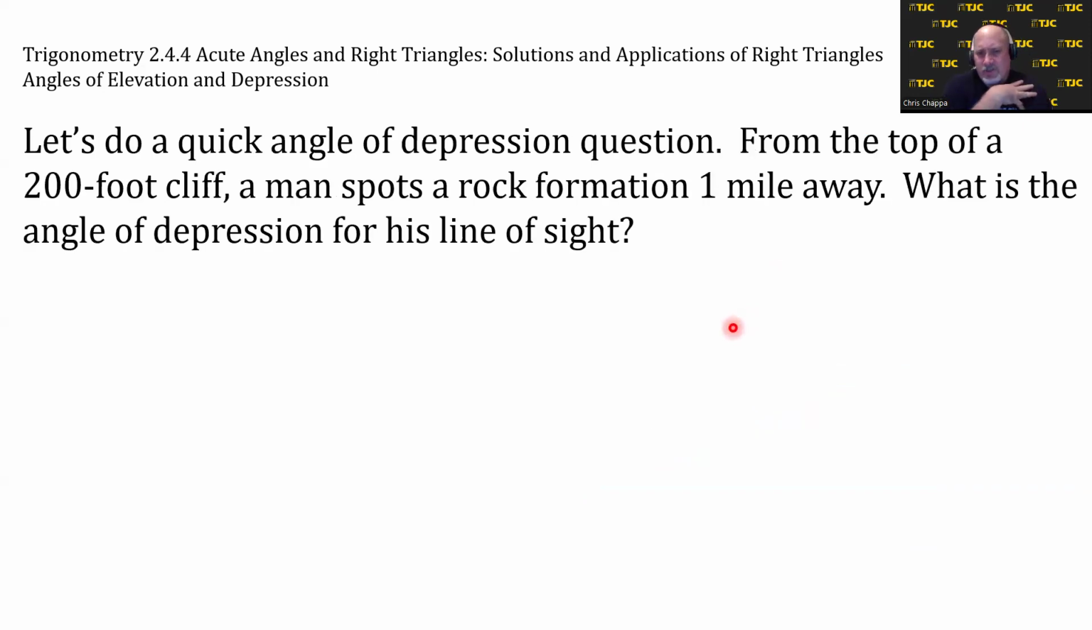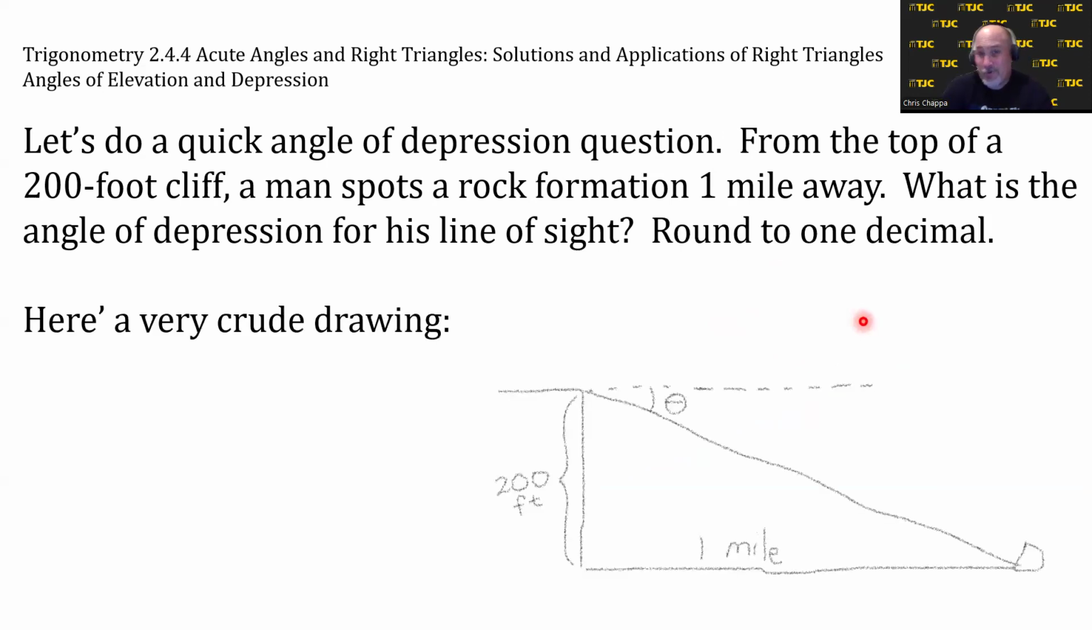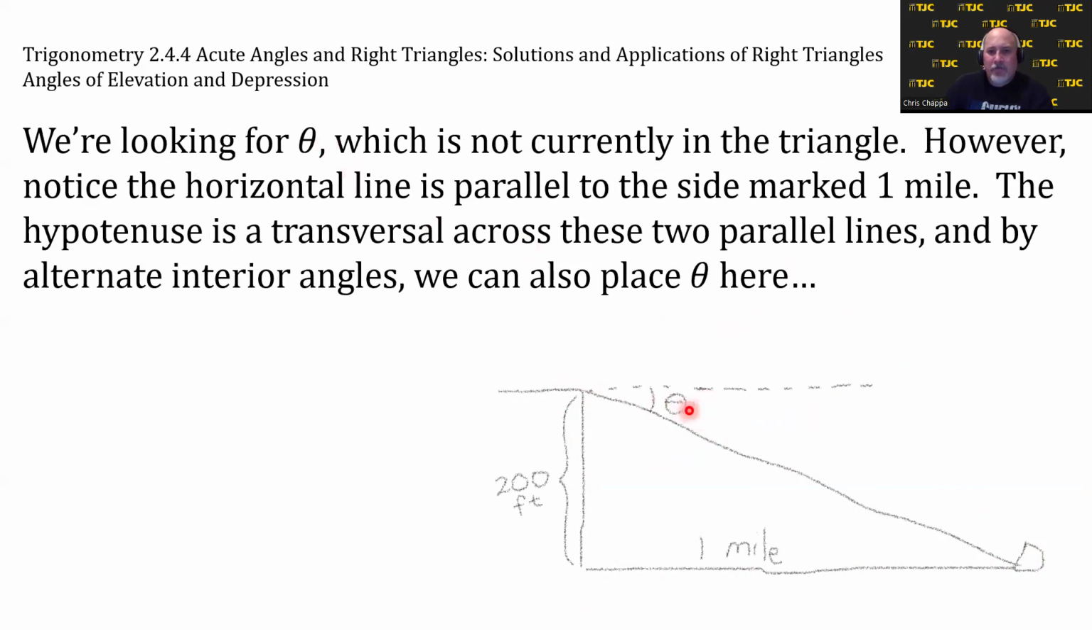Let's do a quick angle of depression question. From the top of a 200-foot cliff, a man spots a rock formation 1 mile away. What is the angle of depression for his line of sight? Here's a very crude drawing. Cliff, 200 feet tall, 1 mile away is a rock, looking downward at an angle of theta. Now we're looking for theta, which is not currently in this triangle. However, notice the horizontal line is parallel to the side marked 1 mile, and the hypotenuse is a transversal across these two parallel lines. And by alternate interior angles, we can also place theta down here inside of the triangle.